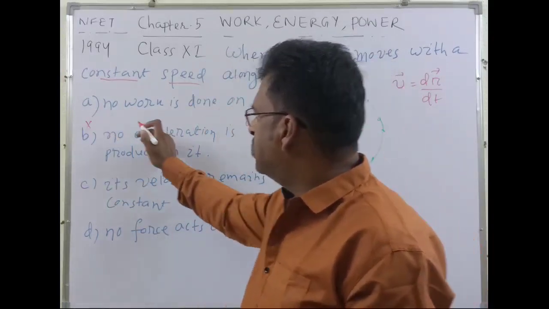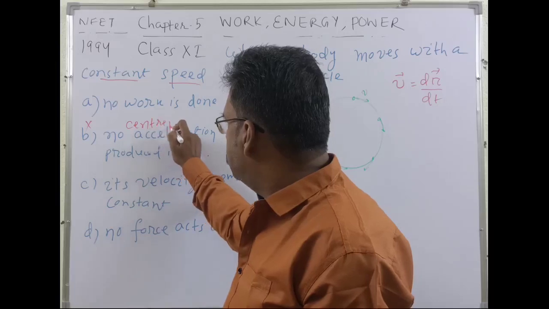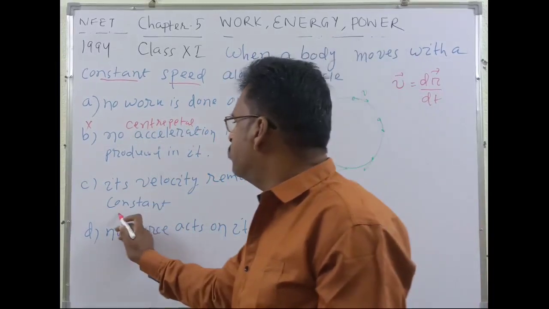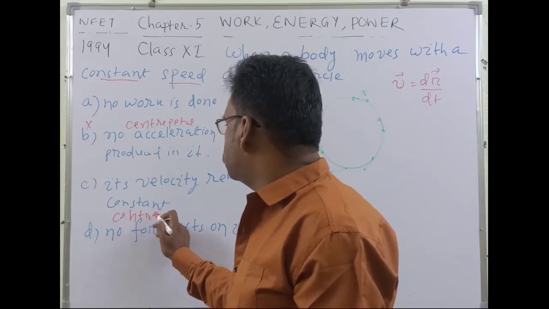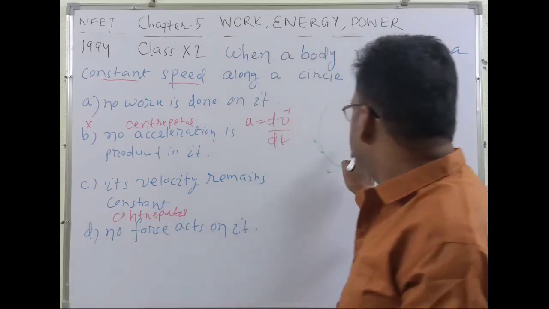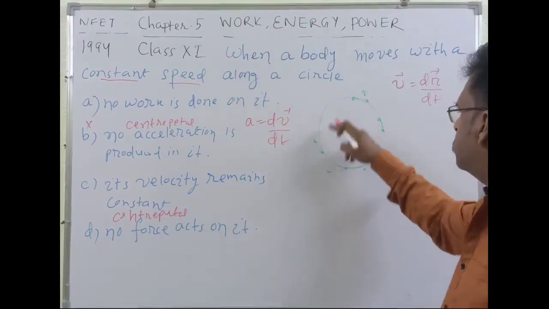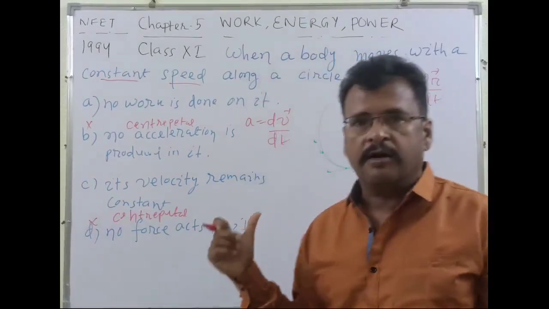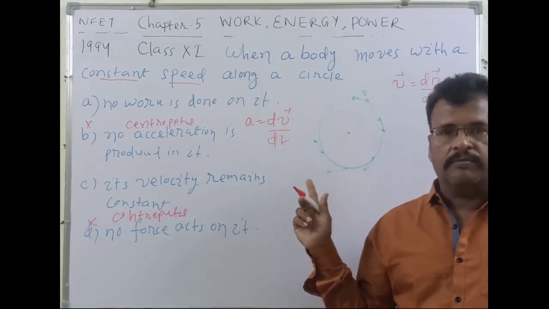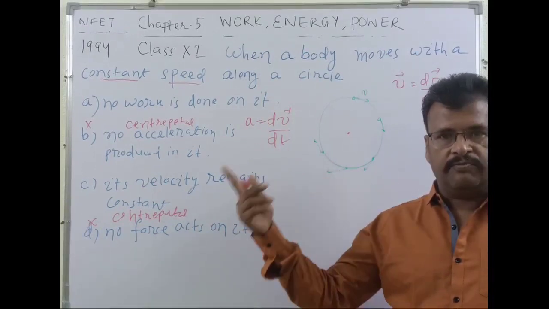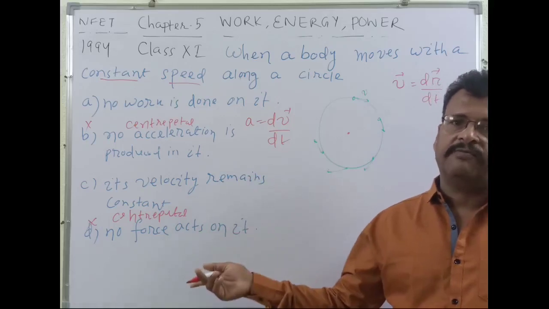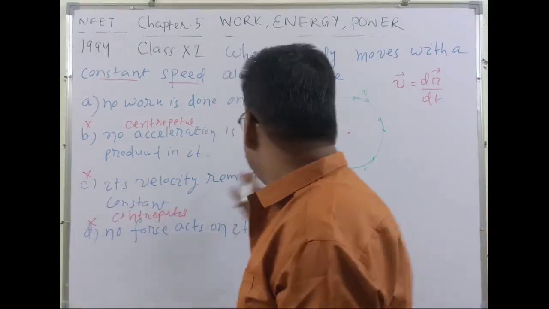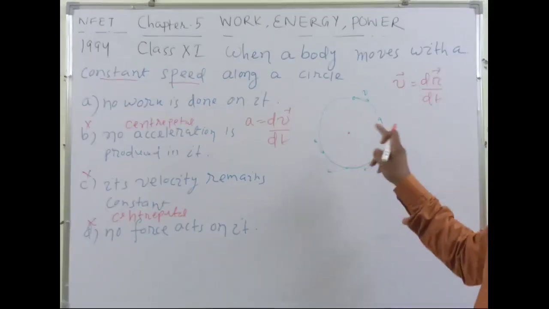Rather, we know that this acceleration is known as centripetal acceleration, students, and the force is also known as centripetal force. Due to this centripetal force, this body rotates along the circle with this radius. So the option that no force acts on it is also wrong, because for a body to continue uniform motion in a circle, a centripetal force is essentially required, students. Its velocity remains constant is also wrong, because its velocity is changing at every instant.